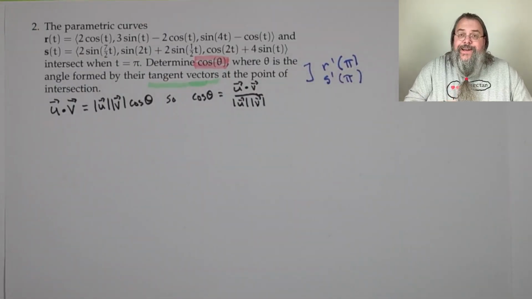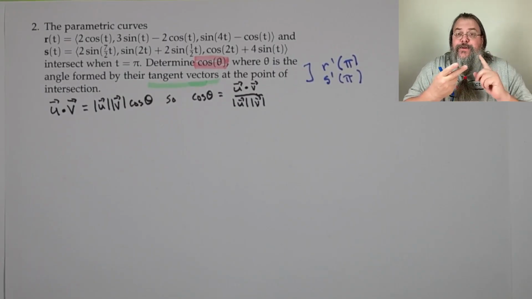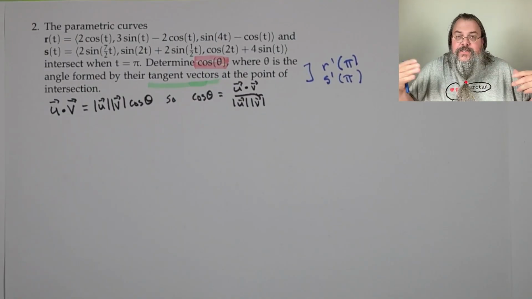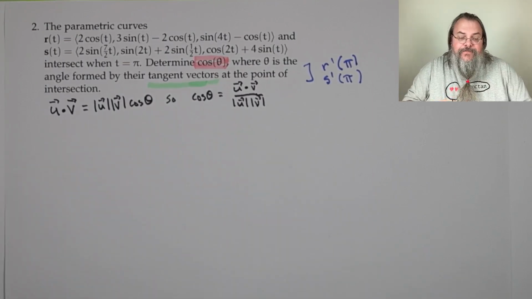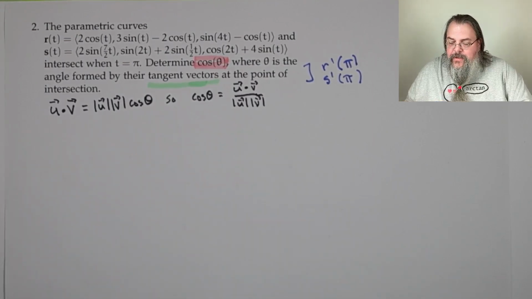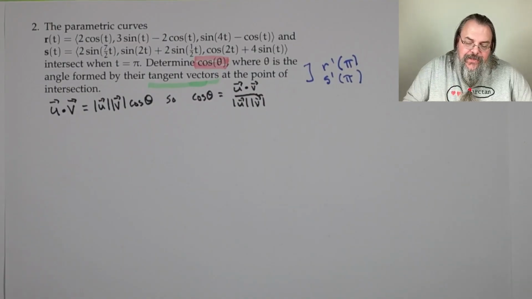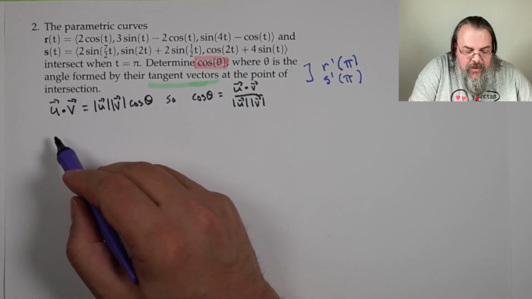So now we kind of have a plan. We're going to compute r prime. We're going to compute s prime. We're going to plug in pi into these two functions, get two vectors out, and then carry out the computation. Okay, well, we have a plan, but we still have to do it. So let's do it. Let's start with r prime.